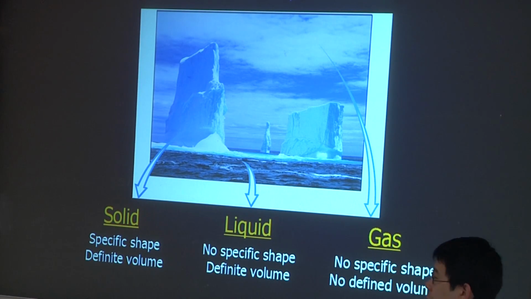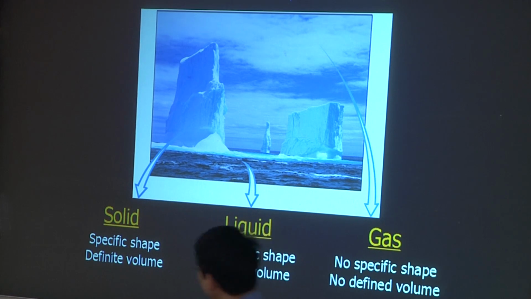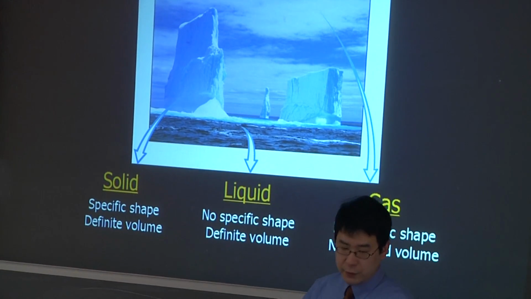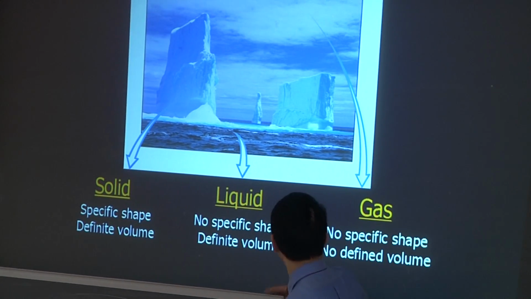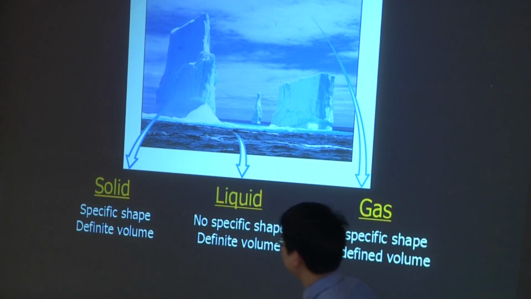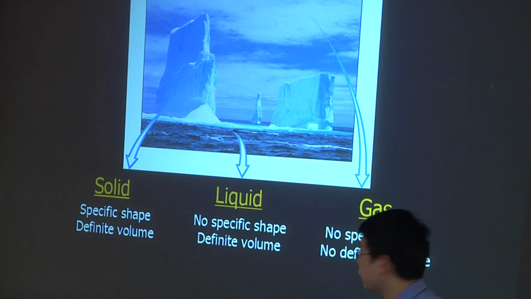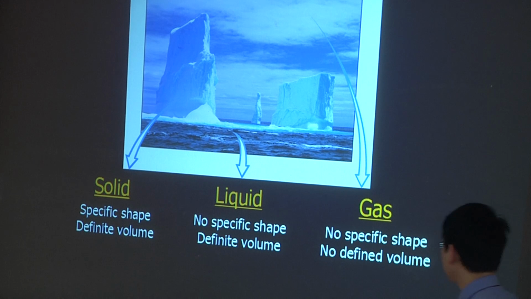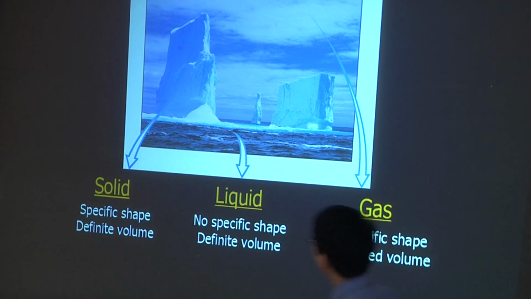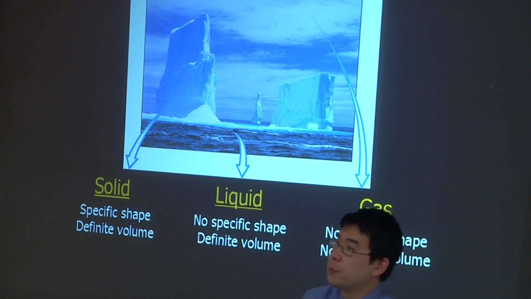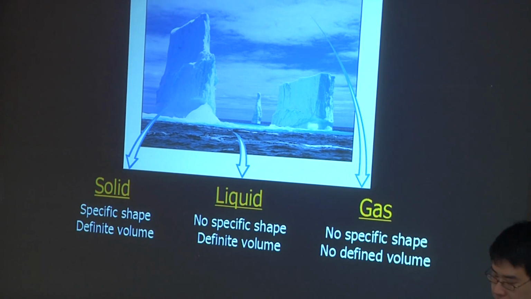So we saw this a couple of weeks ago, states of matter, right? Solid, liquid, gas. Solid: specific shape, definite volume. Liquid: no specific shape, definite volume. Gas: no specific shape, no defined volume. Gas expands to fill the container, and so on. This is from a macroscopic point of view. So this is a piece of ice. Ice has a specific shape. It's shaped like an iceberg and has a specific volume.